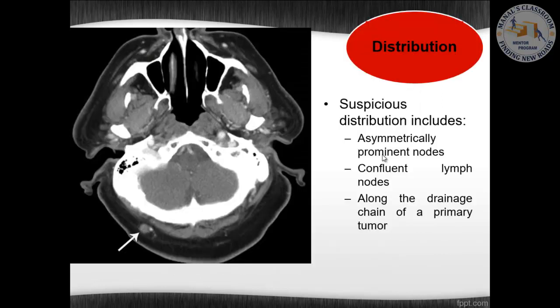What about the distribution? Suspicious distribution of the lymph nodes includes symmetrically prominent lymph node like this one. This one is enlarged compared to the other side. Confluent lymph nodes is not a nice sign along the drainage pathway of the primary tumor. Those are the suspicious distributions of lymph nodes.